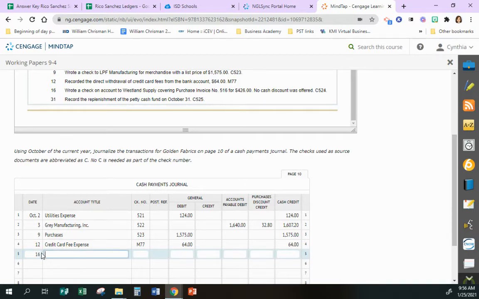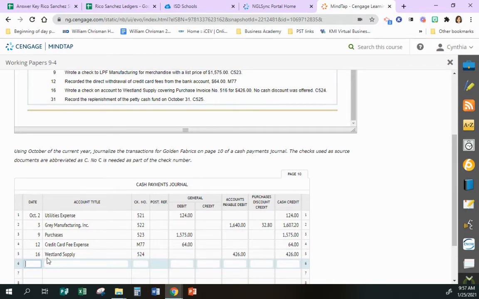Then on the 16th, we're going to write a check to Westland Supply, paying off something we bought earlier, but there's no discount here. So this one's going to be pretty easy. We can do this Westland Supply. It's going to be check 524. And it's going to be accounts payable, because when we bought that on account, it went into accounts payable as a credit. Now we have to pull it out, all of it out as the debit. And it's just going to be the amount in the cash credit, because we're just paying it off, no discount advantage.